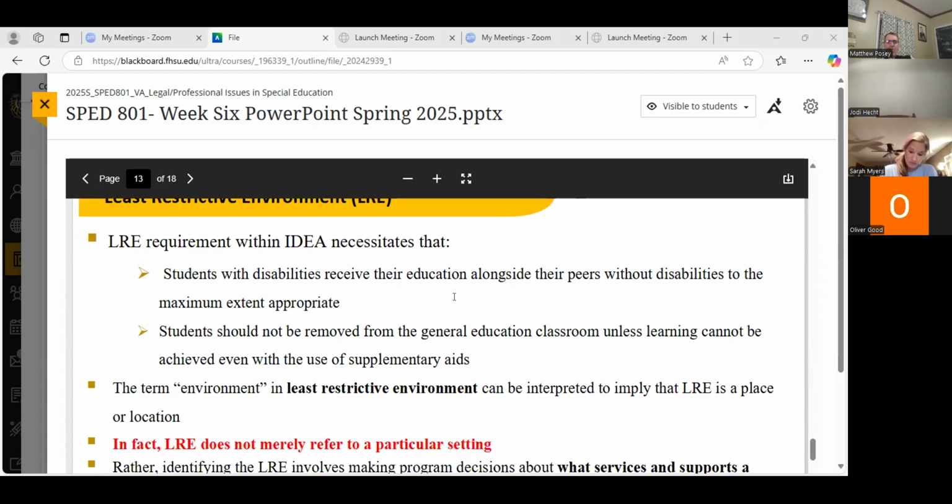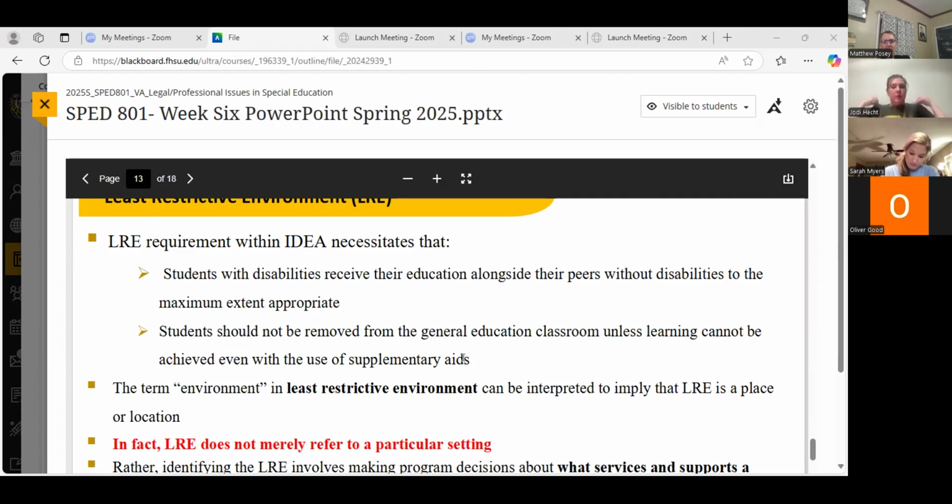Least restrictive requirement. Students with disabilities need to receive their education alongside their peers without disabilities to the maximum extent that is appropriate. Again, it's going to be individualized. Students should not be removed from the general ed classroom unless learning cannot be achieved, even with the use of some type of supplementary aid.